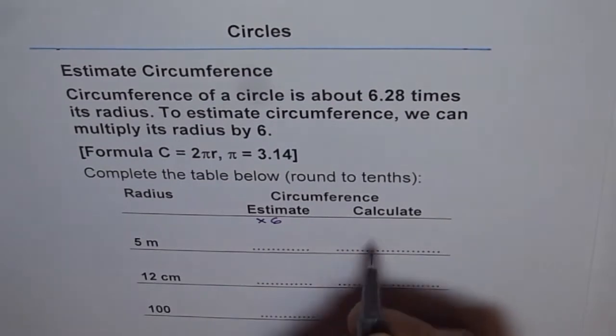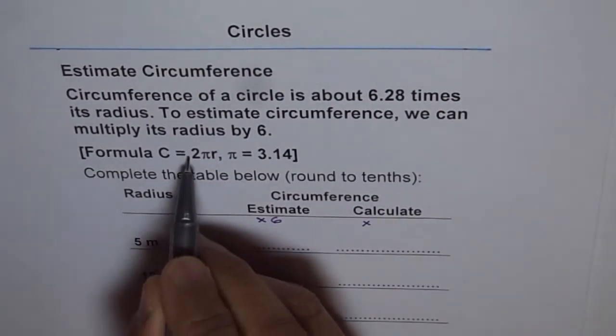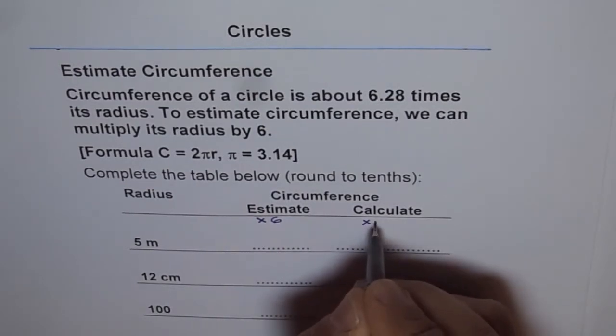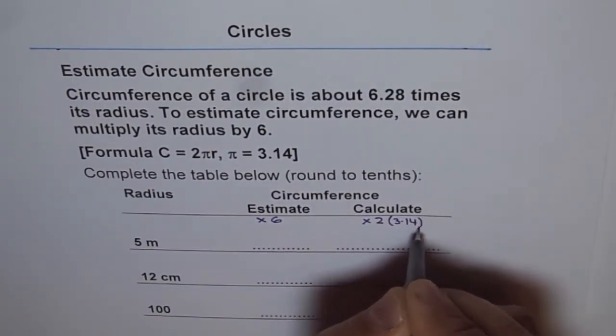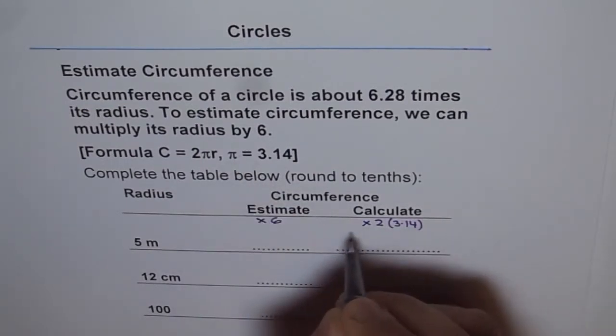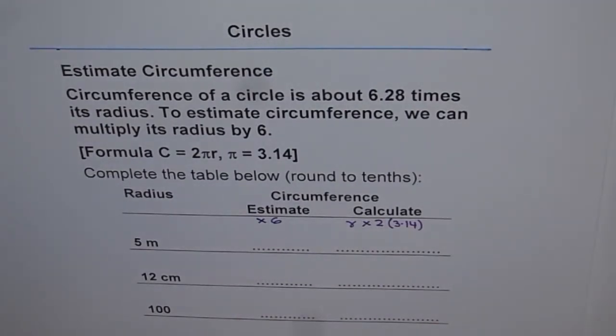And to calculate, what will we do? We'll multiply 2 times pi, which is 3.14, times radius, right? So we'll say radius times this. So that is how we are going to calculate. So let's do our calculations.